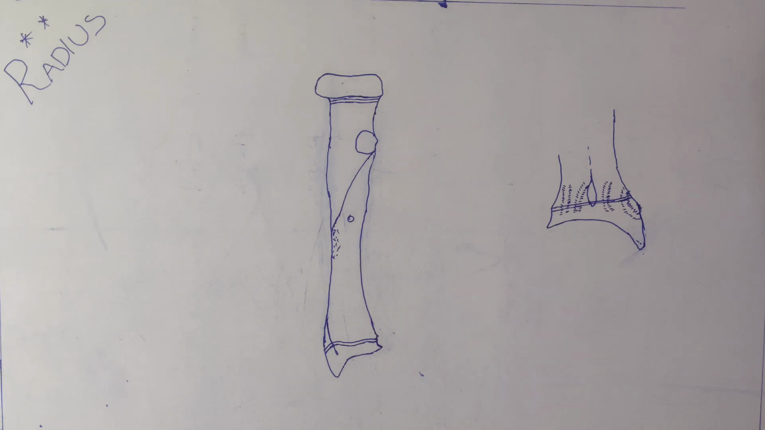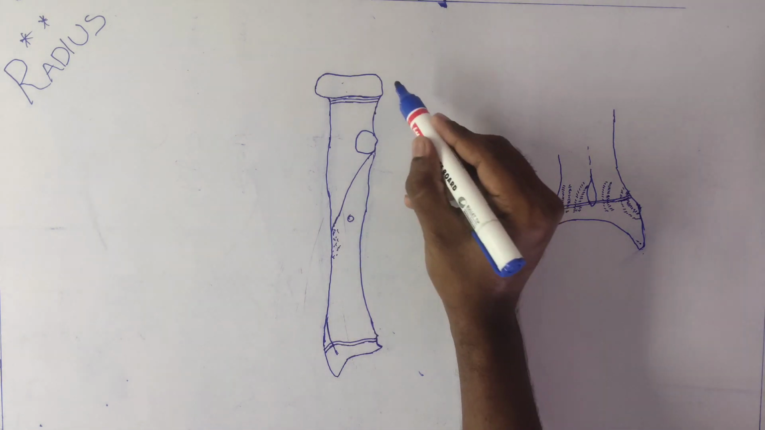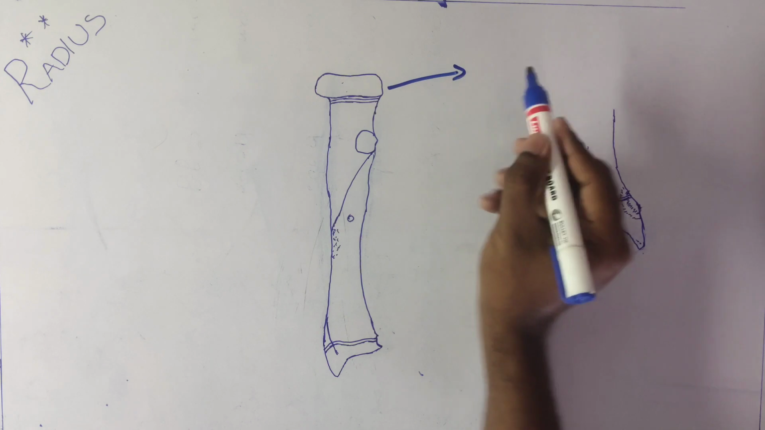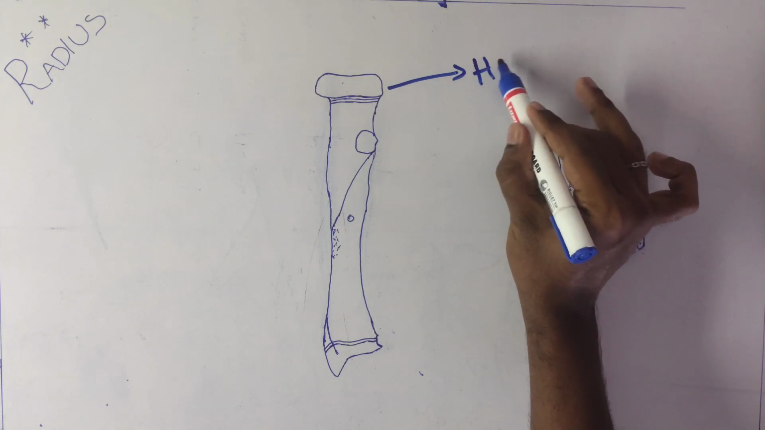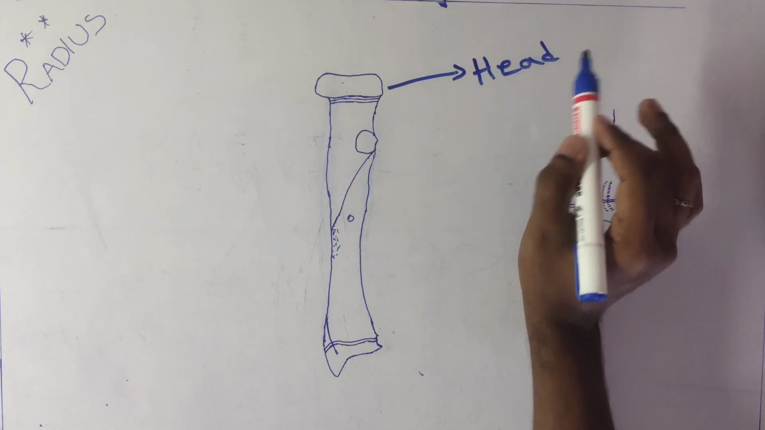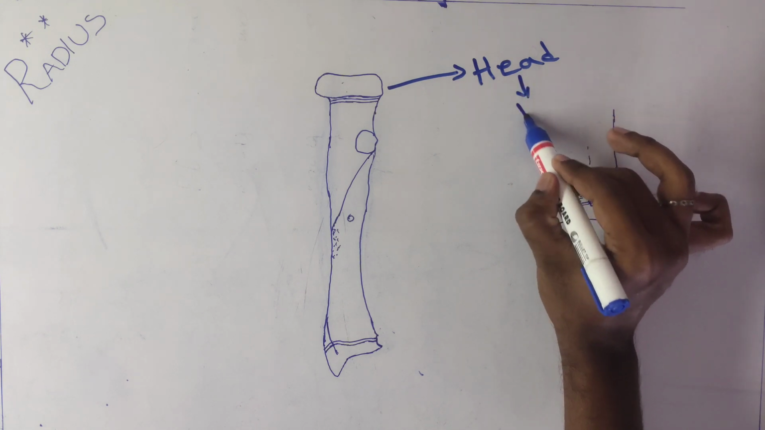We have already discussed this in the last class while studying about humerus. We should know what is the upper end and what is the lower end at first while seeing the anatomical position of a bone. At the upper end there is the head. This is the head of the radius. It is disc shaped.